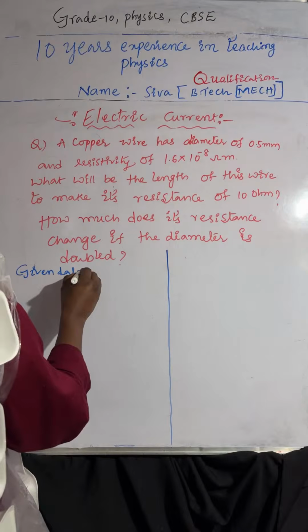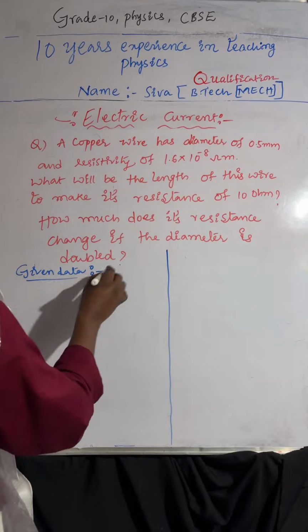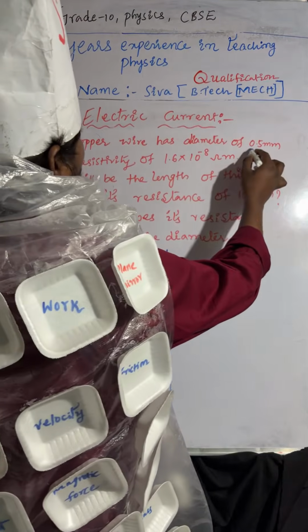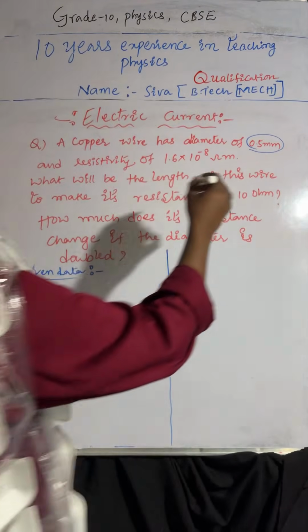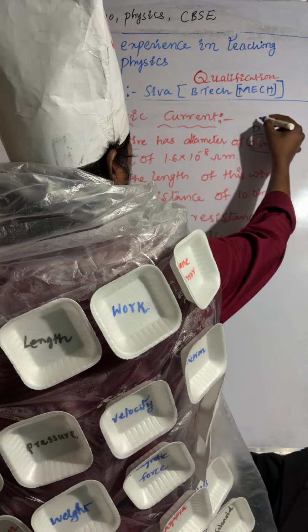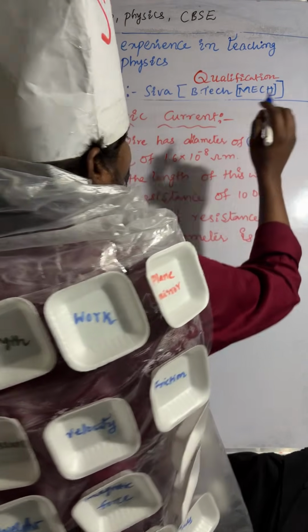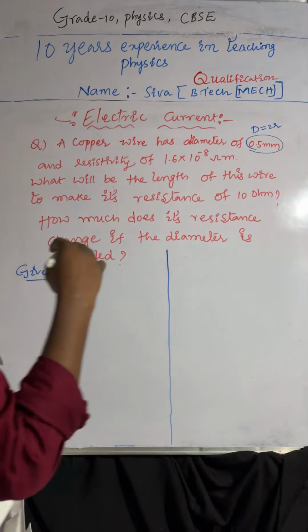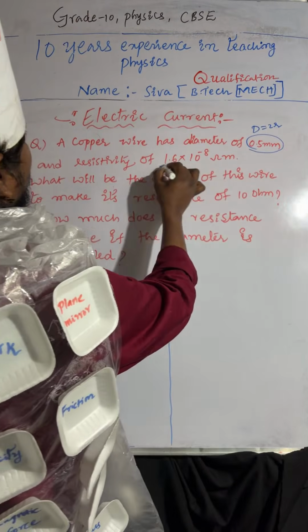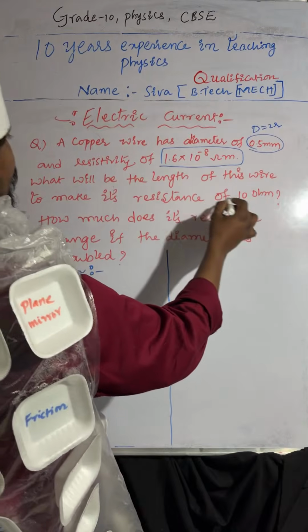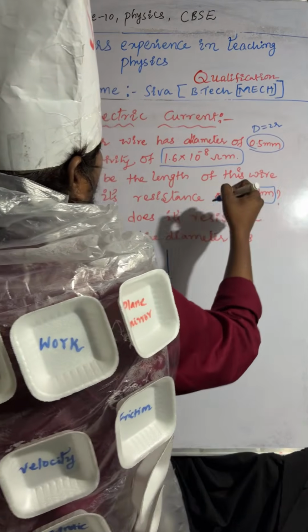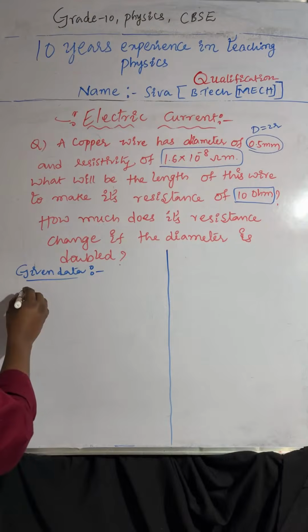Given data. So the first one is a copper wire. This is the diameter. Normally, D equal to 2R, diameter equal to twice the radius. And here resistivity is given, resistivity rho, and length, and resistance is also given. So write the values.